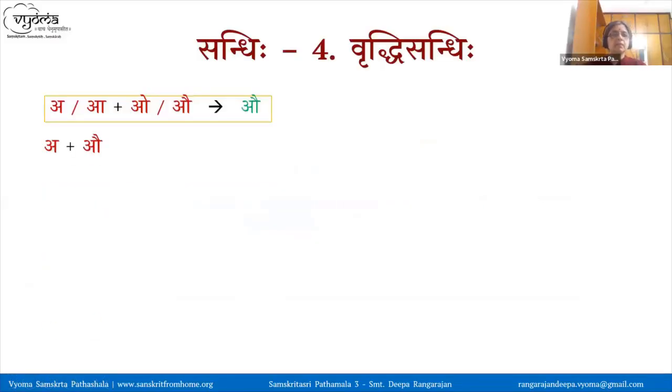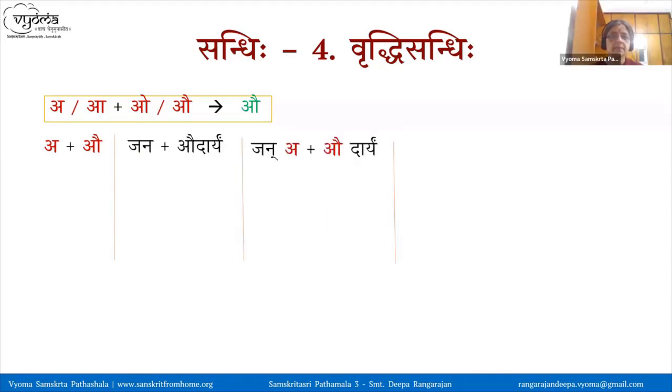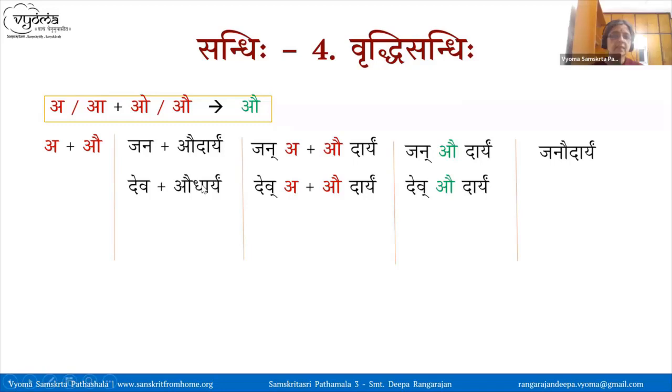Now, Akara followed by Okara giving Au. Jana plus Audaryam will give Janaudaryam. Correct. Deva plus Audaryam will give Devaudaryam. It is not a, this is a mistake. Yeah, it should be Devaudaryam.